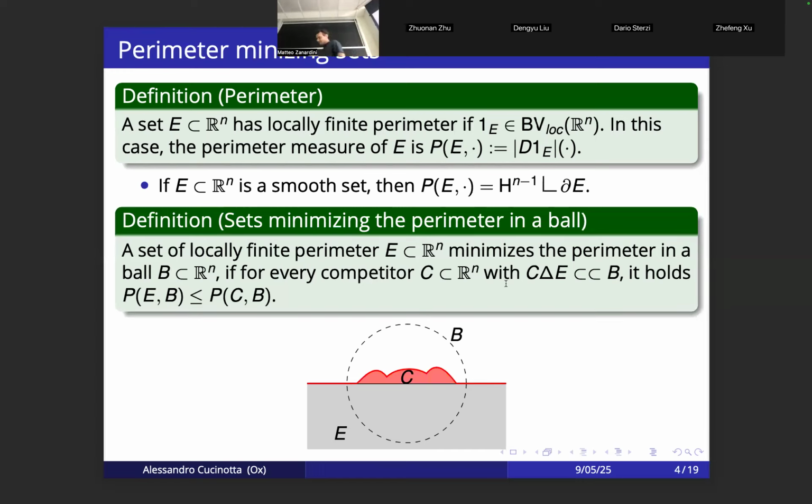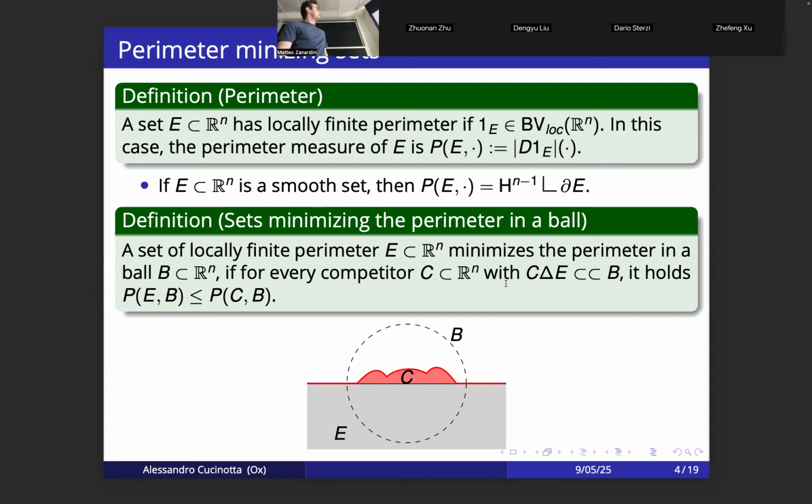So the definition of a set that minimizes the perimeter in a ball. So let's look at the picture. We consider a set of locally finite perimeter E, the gray area in the picture, and we say that it minimizes the perimeter in a ball B, the dashed circle, if for every set C such that the symmetric difference with E is well contained in the ball, in the picture the union of the gray part and the red part, we ask that the perimeter of E in the ball is less or equal than the perimeter of C, and C is the competitor.